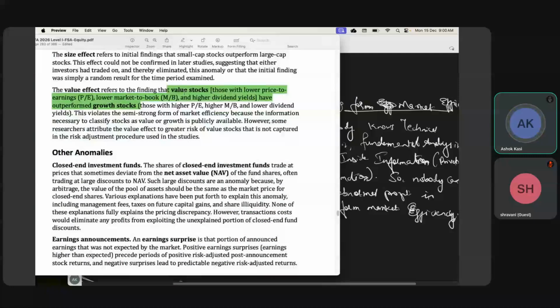Then value stocks and growth stocks. Value stocks are those with a lower price to earnings ratio, so the price is comparatively low, and a lower market to book value. These two are characteristics of value stocks. Growth stocks means whose P/E ratio is higher or market to book value is higher, and with lower dividend yields. Because they are growing very fast, the market will value them higher, but the dividend will be lower because they need money for further growth. So they will not pay high dividends.